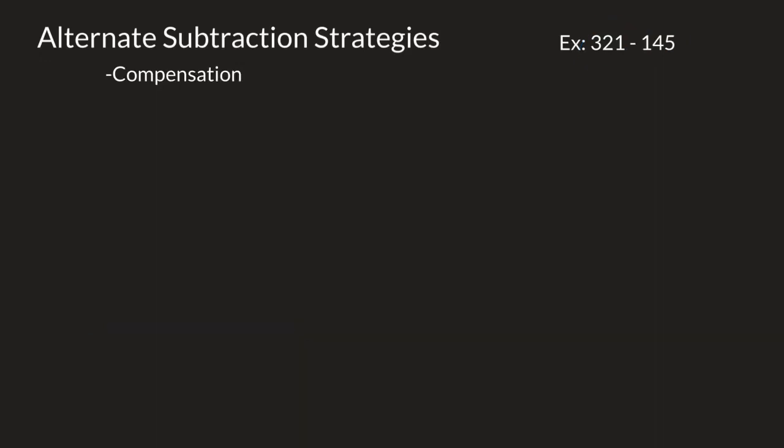With this strategy, what we have to remember is that what we do on one side, we've got to do to the other side. Why is that? Because when you're doing subtraction, you're always going to remain with the same difference if we take one side and do the same thing to the other side. What do I mean by that?